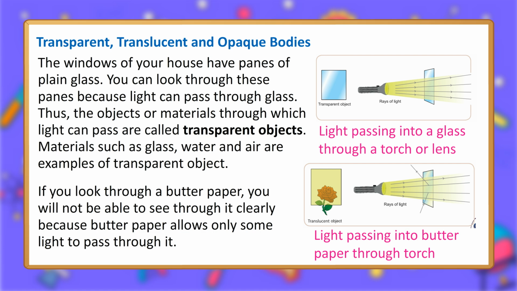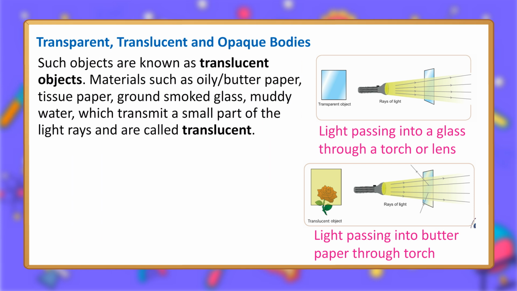If you look through a butter paper, you will not be able to see through it clearly because butter paper allows only some light to pass through it. Such objects are known as translucent objects. Materials such as oily paper, tissue paper, ground smoked glass and muddy water transmit a small part of the light rays and are called translucent. Light passing into a glass through a torch or lens. Light passing into butter paper through a torch.